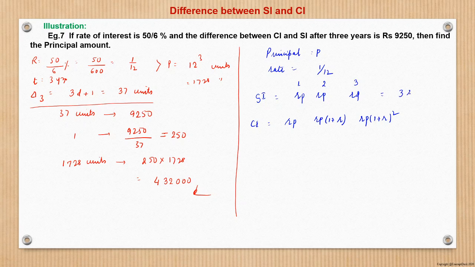the simple interest total is 3RP, and here it becomes RP times 1 plus 1 plus R plus 1 plus R square plus 2R. So this is 3 plus 3R plus R square, right?